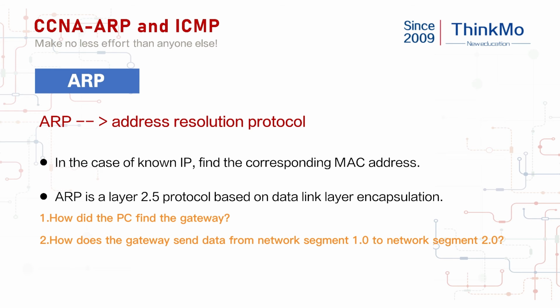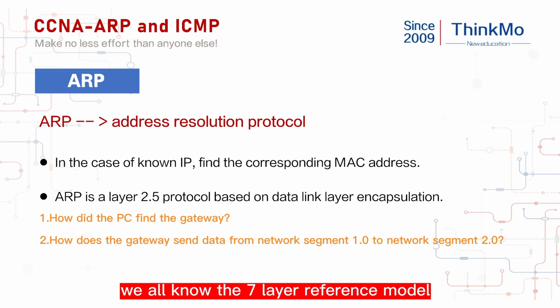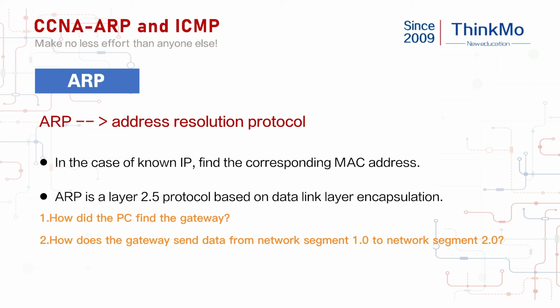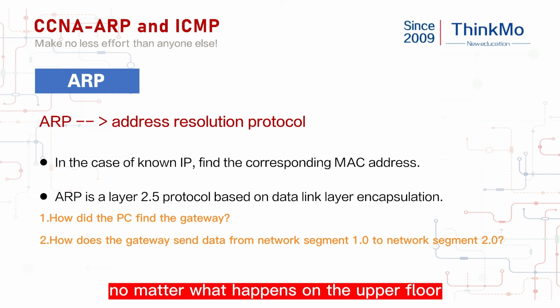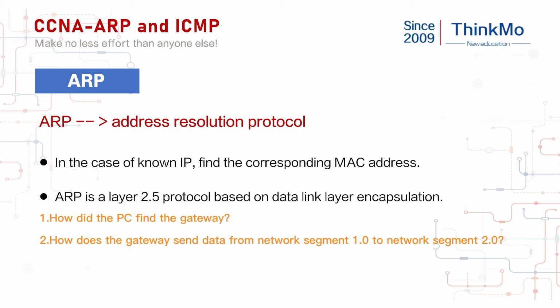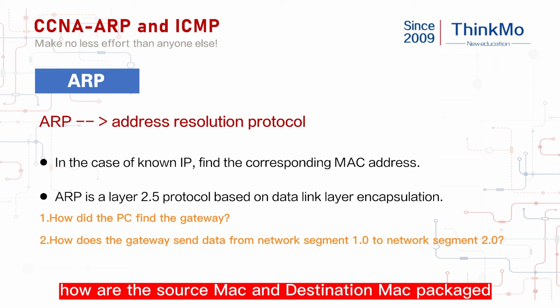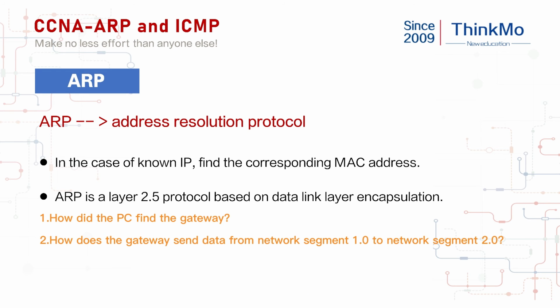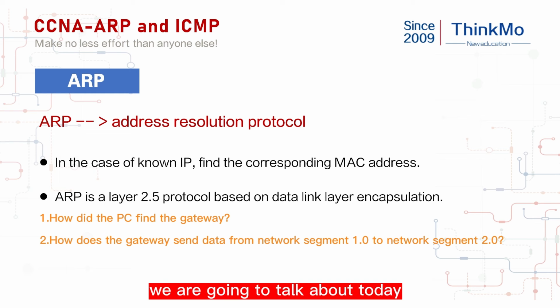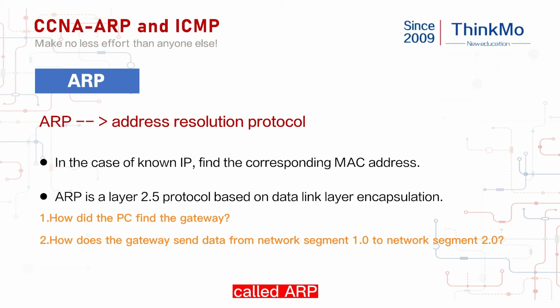Secondly, for data encapsulation, we all know the 7-layer reference model. Each layer must be encapsulated. Then PC1 sends data to PC2. No matter what happens on the upper layers, if you are doing layer 2 encapsulation, how are the source MAC and destination MAC packaged? Actually, this will involve the knowledge we are going to talk about today, called ARP.